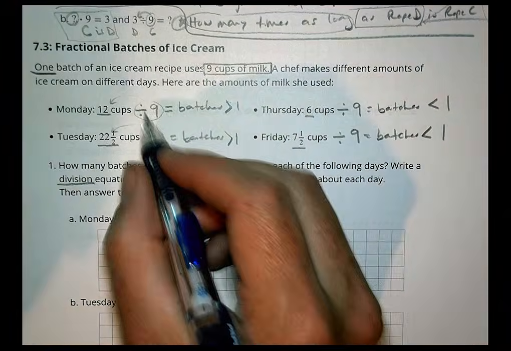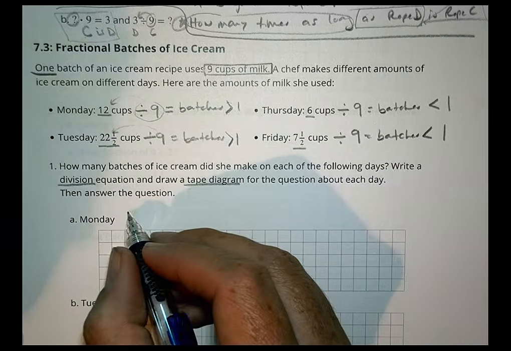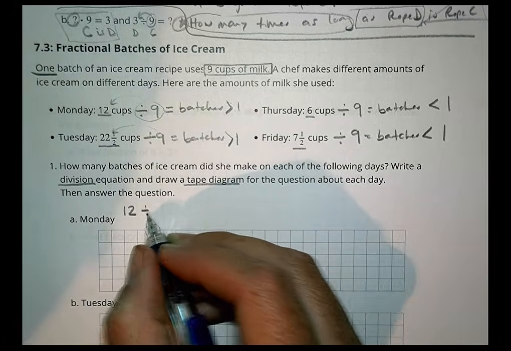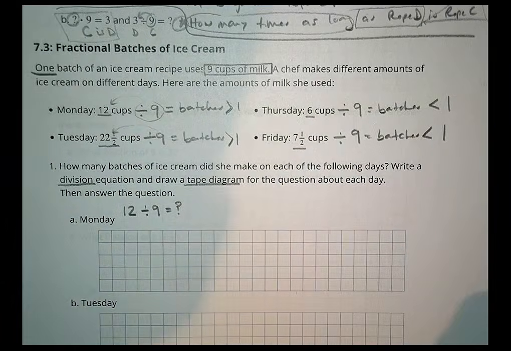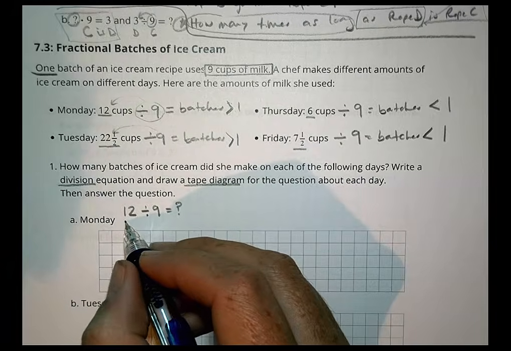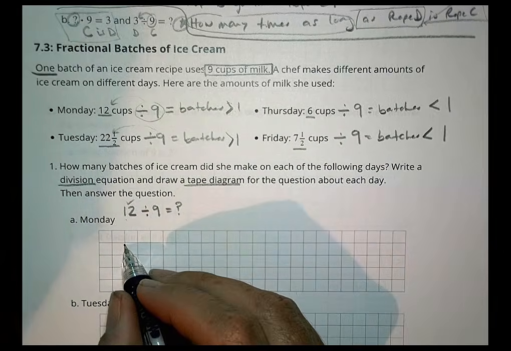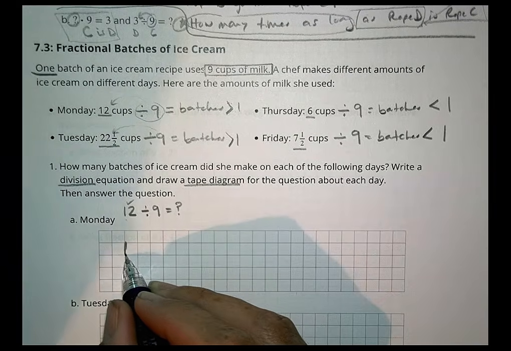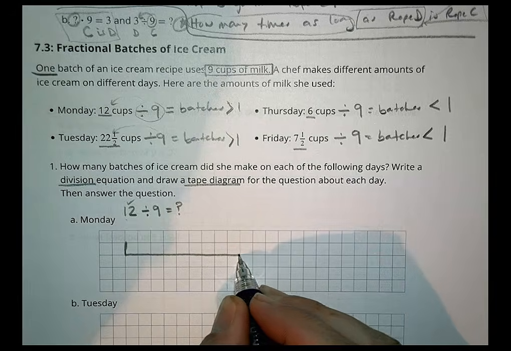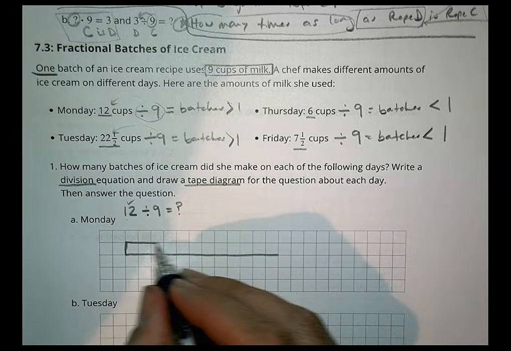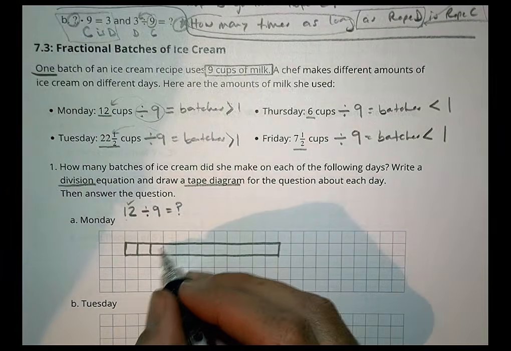So those are our division equations, at least with the question marks. Okay? So Monday, we're talking about 12 divided by 9 equals something. That's our Monday one. So we can take the first number, and since we're doing whole numbers here, let's just make this simple. Every box is going to have a value of 1. So we're going to go out 1, 2, 3, 4, 5, 6, 7, 8, 9, 10, 11, 12. With the whole number, it's a little bit easier here. So each one has a value of 1.